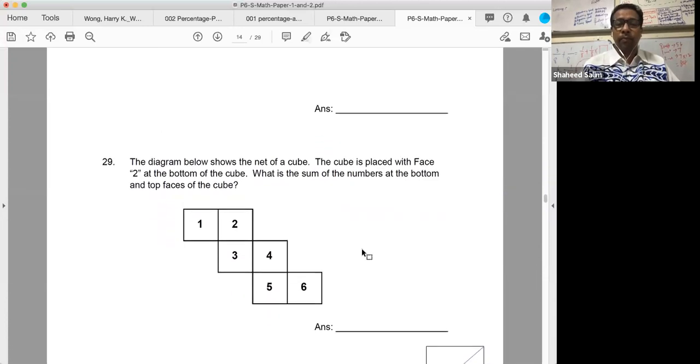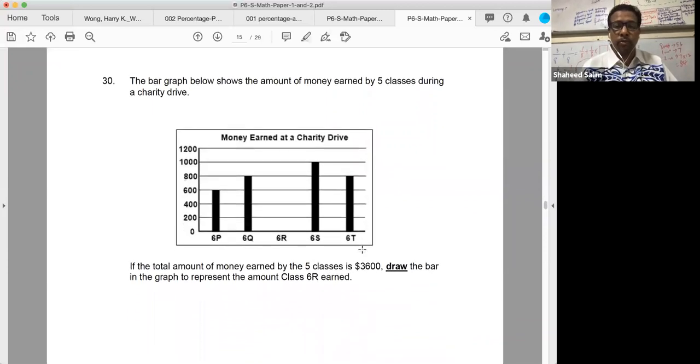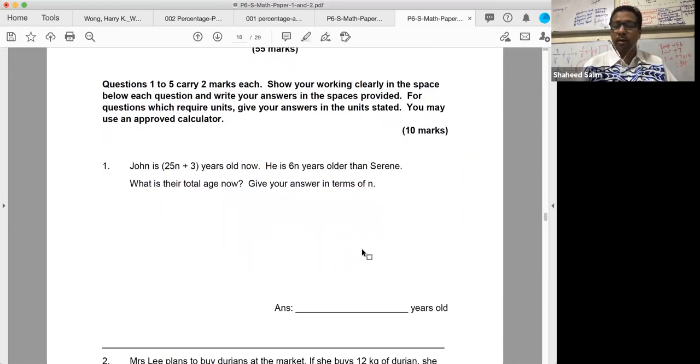Okay, let's try now. Not this one. This one, number 30. You're not supposed to draw. Okay, let me go now to question number 1.